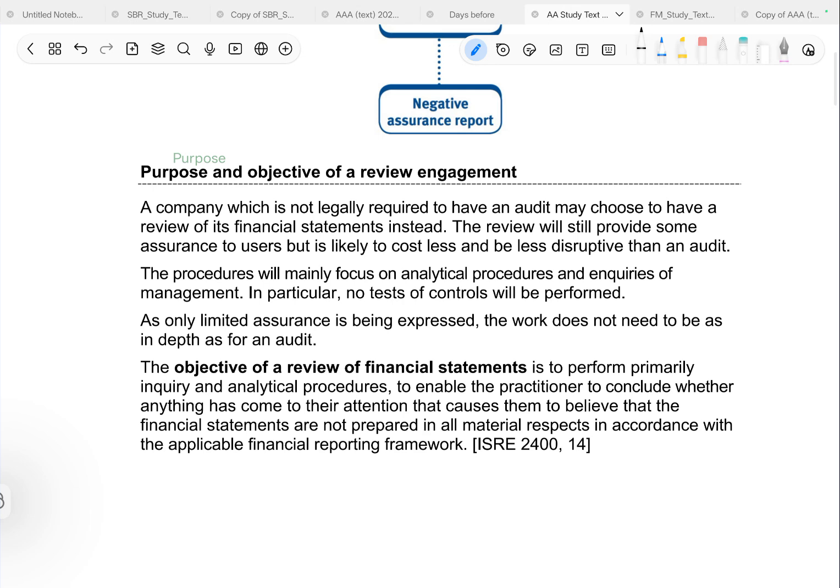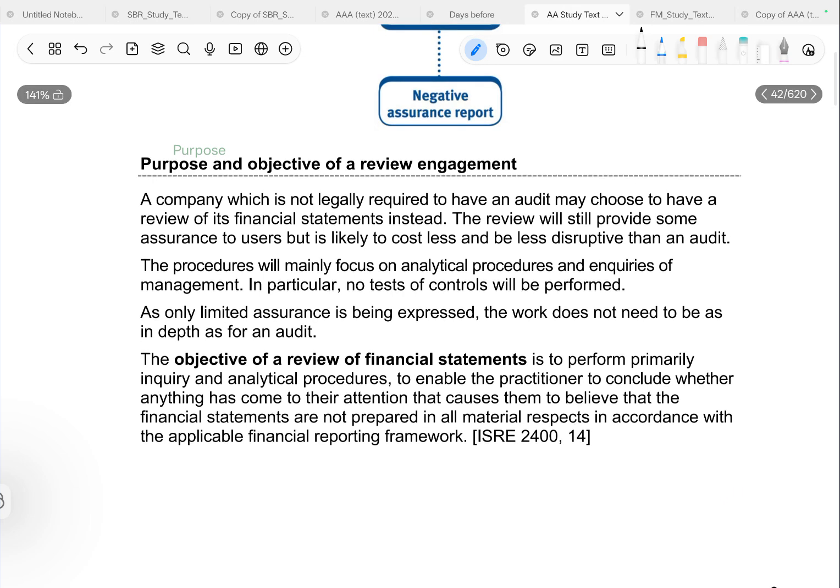So what procedures are performed in a review? This is the big difference. In an audit, auditors perform many detailed procedures like tests of control, substantive testing, verification of transactions. But in a review engagement, the procedures are much lighter. The practitioner mainly performs two things: analytical procedures and inquiries of management. Yeah, so that's it.